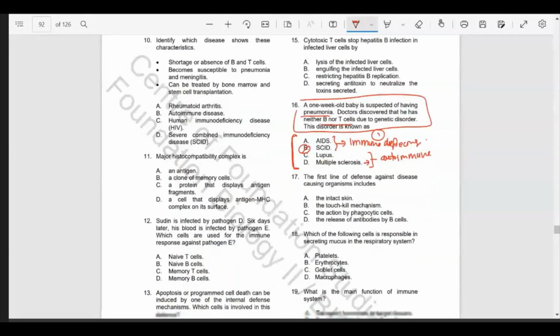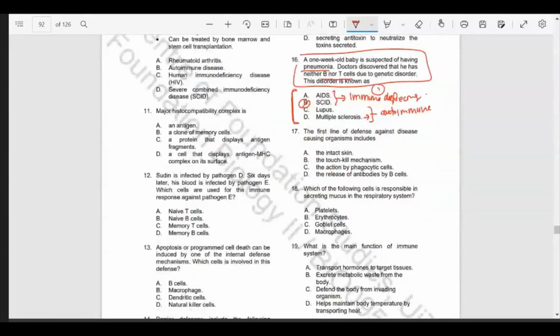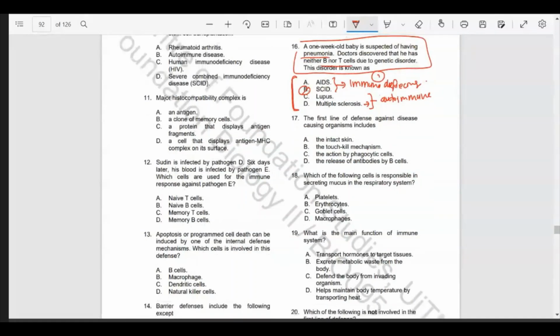Okay. So thank you tadi Sharifah. Okay. Umar dia keluar masuk, maybe dia punya line tak stable.